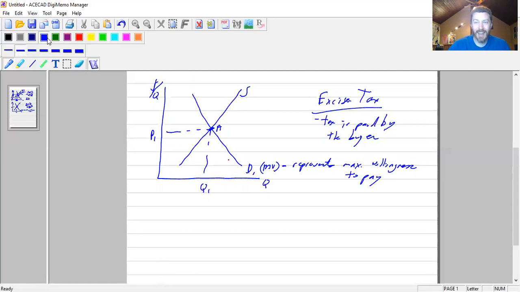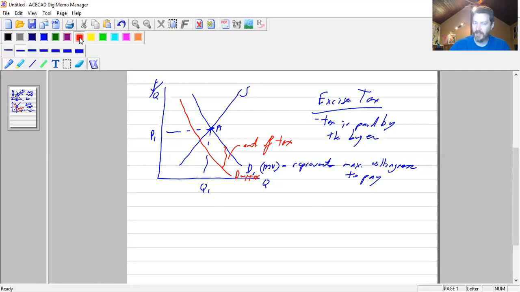So if they have to pay that tax to the government, then the only way you can think about this, the only way that makes sense, is that the maximum amount that consumers are willing to pay to the seller is here. There's the demand with the tax. The demand curve falls by the amount of the tax. Any point along this demand curve reflects the maximum amount consumers are willing to pay in total. If they have to pay that tax to the government, this new demand curve reflects the maximum amount consumers are willing to pay to the seller.